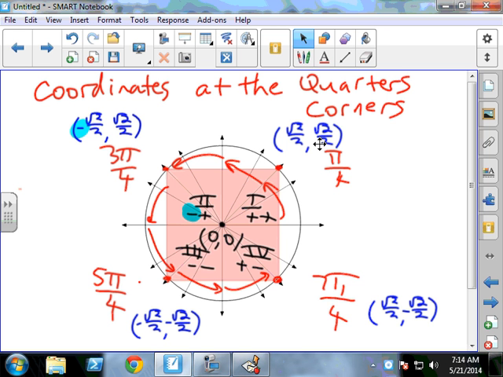Always going to be rad 2 over 2 for both the x and the y because of the nature of the isosceles right triangle. Always going to see a rad 2 next to a rad 2. Okay.